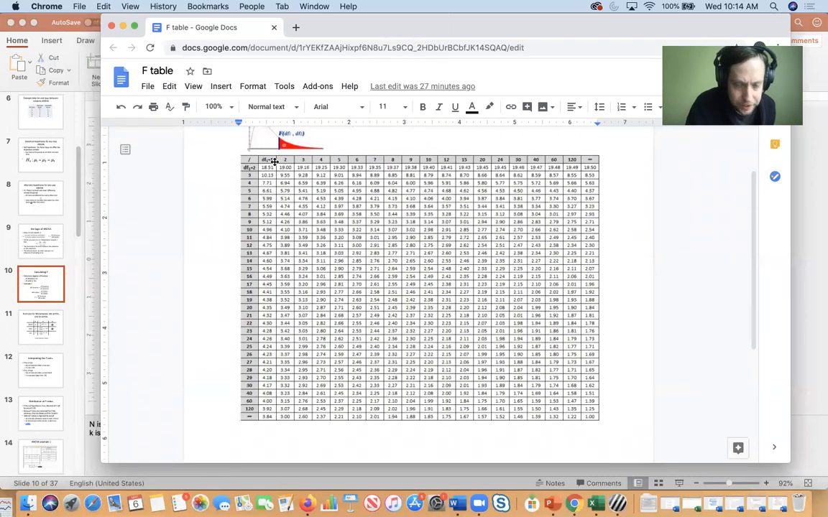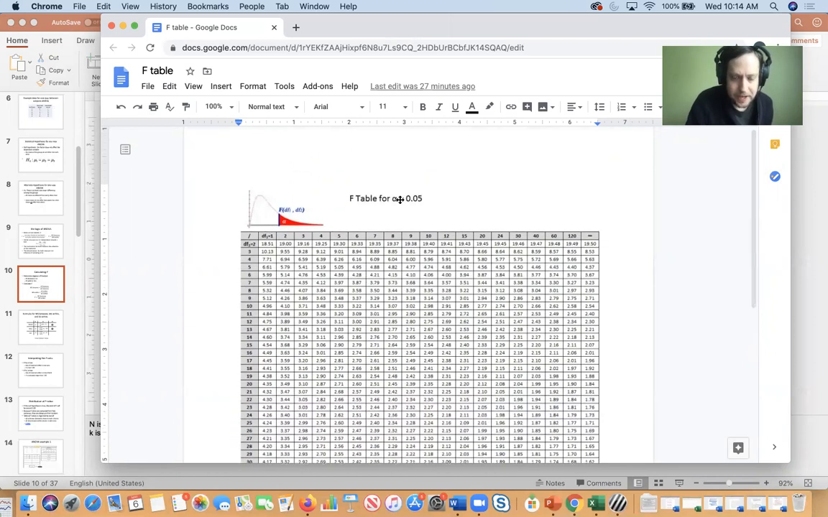So degrees of freedom 1, or the degrees of freedom numerator, is right here. That's 2. And then the other degrees of freedom is on here, 12. Go to where those meet, 2 and 12. Our critical F is right here, 3.89. 3.89 is the critical F.